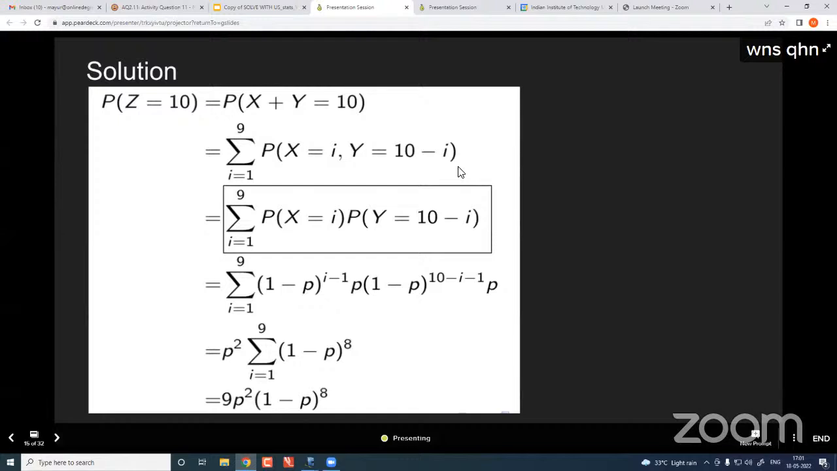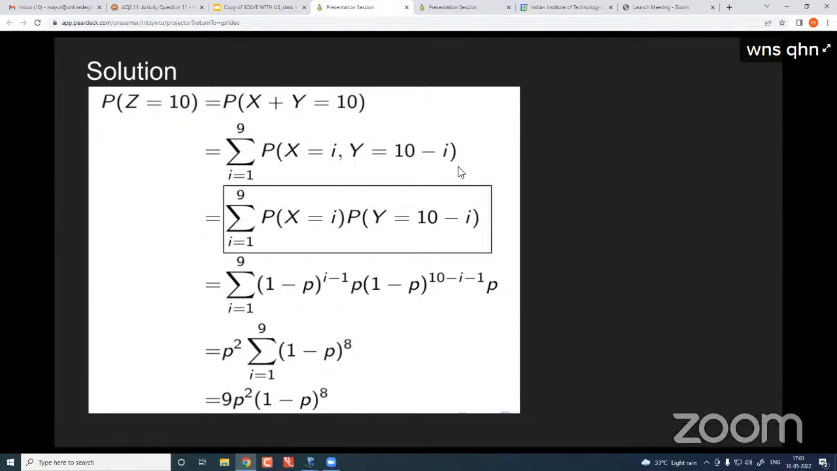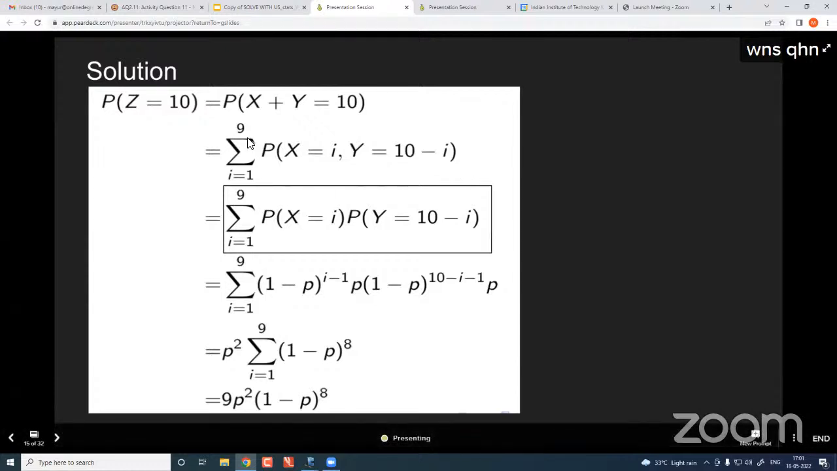Is it possible that X is 0 and Y equals 10? No, because of the geometric distribution: its range starts from 1. That's why the summation is only from 1 to 9, so I goes from 1 to 9. When X equals 1, Y equals 10 minus 1, which is 9. So this step is clear. This is a joint PMF of X and Y, and you have to sum from 1 to 9.